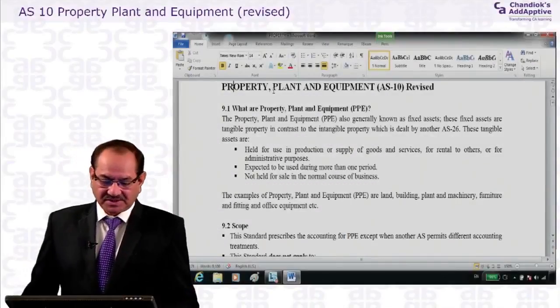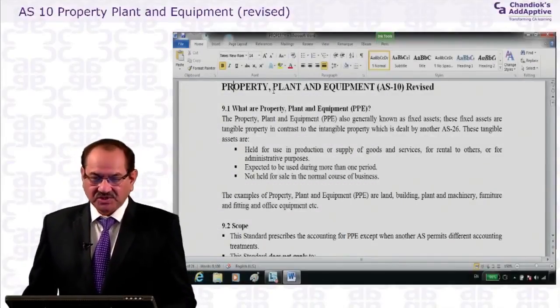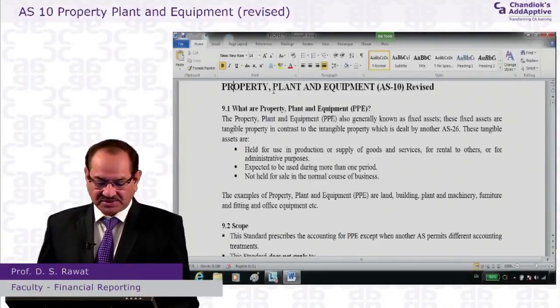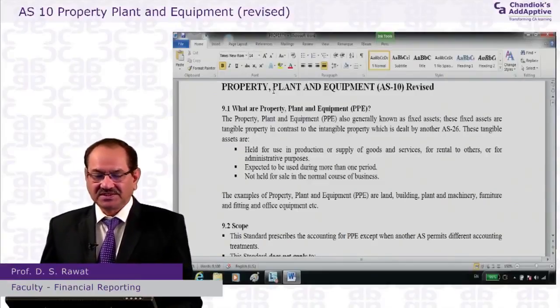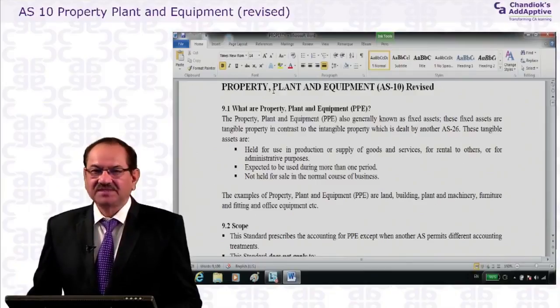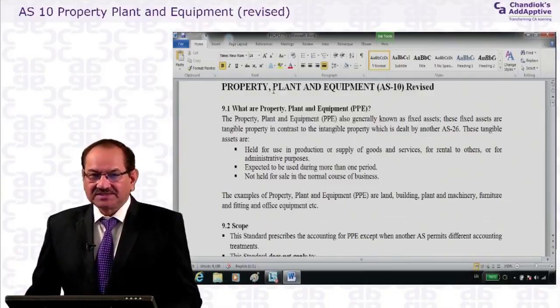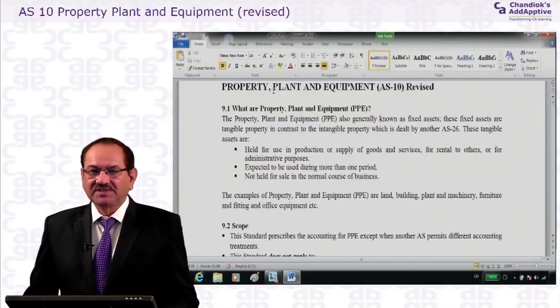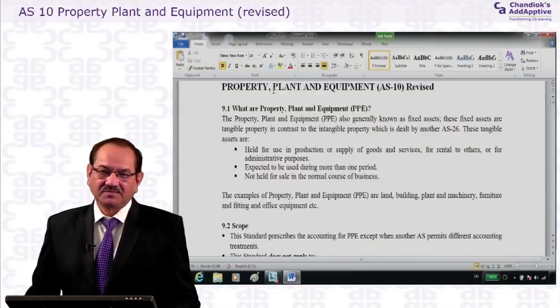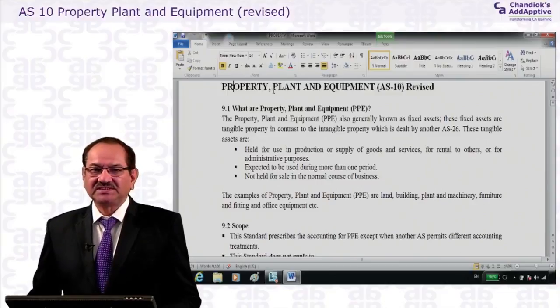Hello students, the November 16 exam is going on and it will finish after 2-3 days, and then you will be facing the May 2017 exams, and there are some changes for the May 2017 exams in the financial reporting papers, and we will be discussing those changes today.